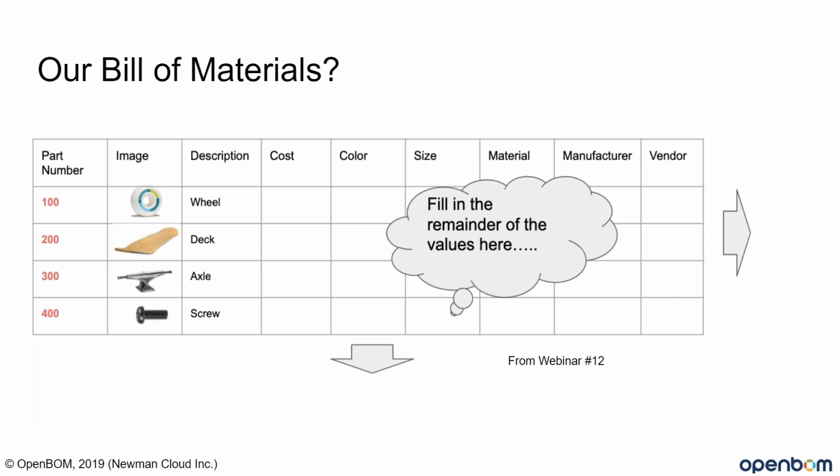Finally, after going through this exercise of determining what's important to us, we come up with a skeleton that looks something like this. Again, this is from webinar number 12, and this could certainly be expanded in both axes. But these are the vital components that will be in our bill of material, and this goes to answering that question of what is a bill of material.